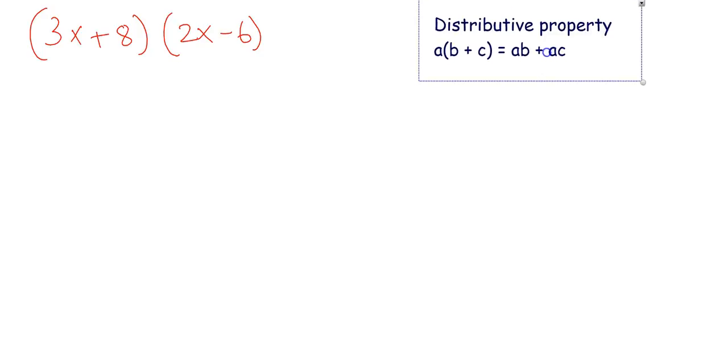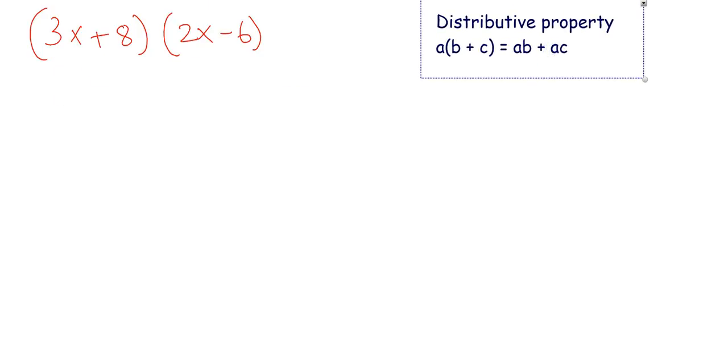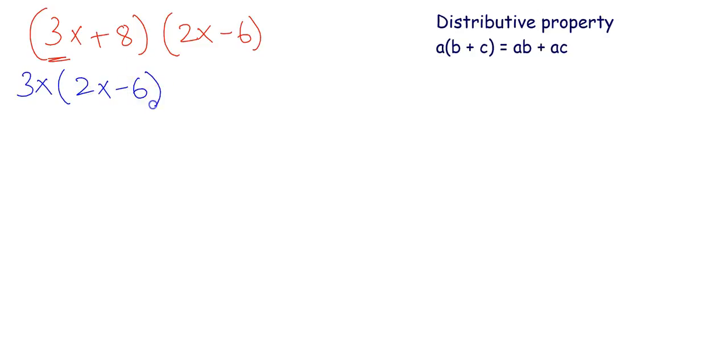Okay. So here, like I said, these are a binomial multiplied with a binomial. What you have here is 3x plus 8 times 2x minus 6. Initially I'll take only 3x and multiply it with 2x minus 6. Afterwards, take that plus 8 and multiply it with 2x minus 6. It is as simple as that.